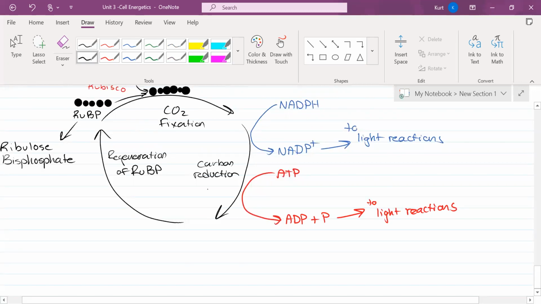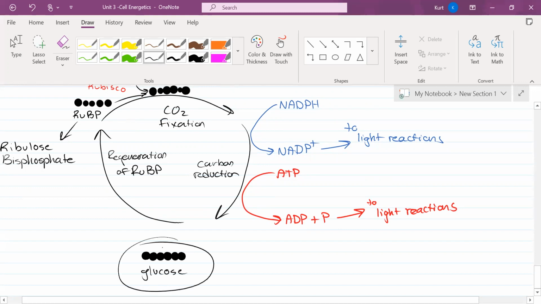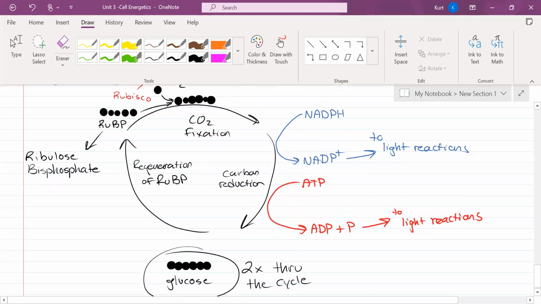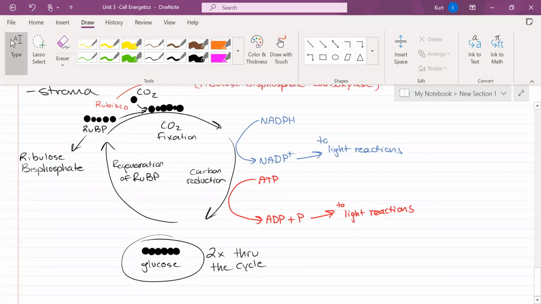And essentially, eventually, you will make 1, 2, 3, 4, 5, 6. You'll make glucose. That's the whole goal here, right? You have to go through the Calvin cycle twice in order to make 1 molecule of glucose. And this is what gives the plant the sugar it needs for starch, for cellulose, for all the energy it requires. Okay, we're almost done with photosynthesis.